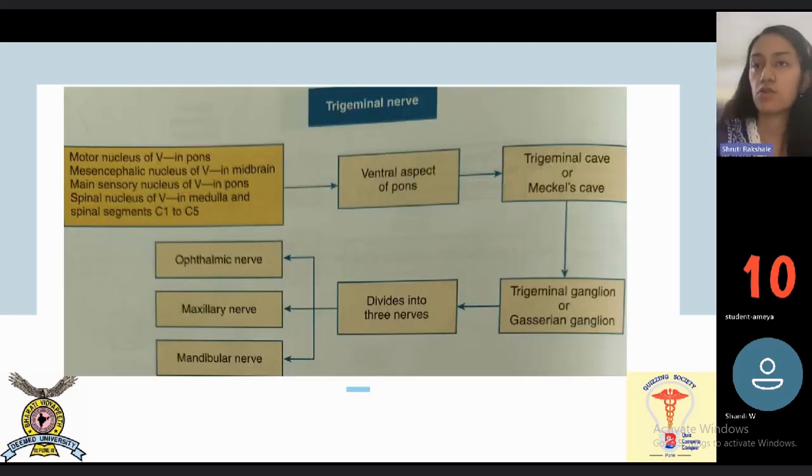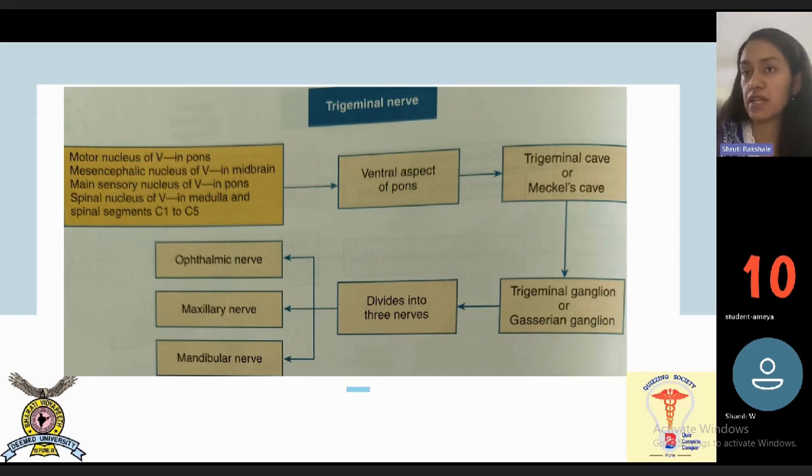Now this is the course of the trigeminal nerve. The trigeminal nerve arises from the motor nucleus, which is present in the pons, the mesencephalic nucleus, which is present in the midbrain, the main sensory nucleus, which is again present in the pons, and the spinal nucleus in the medulla, and the spinal segments from C1 to C5.